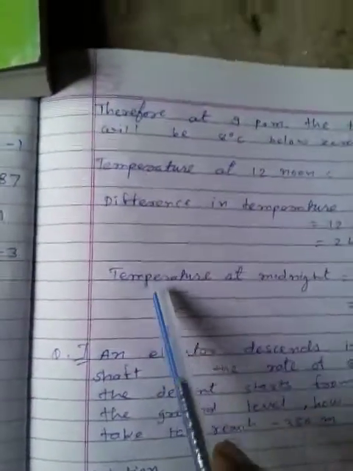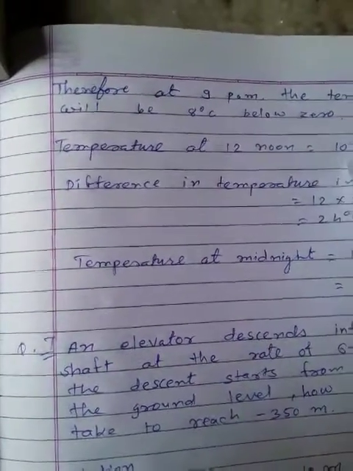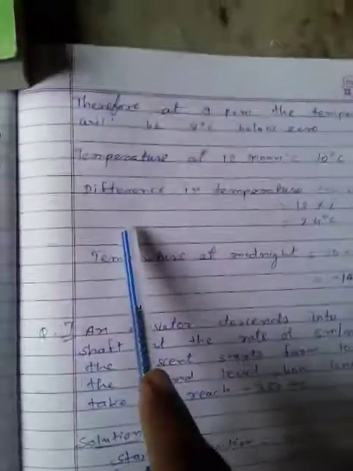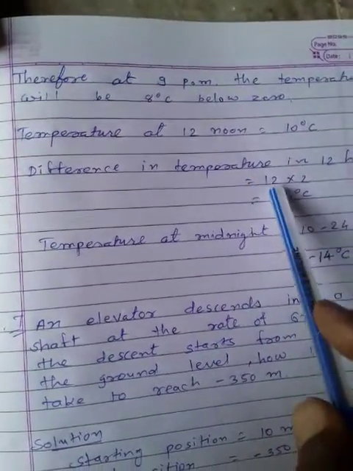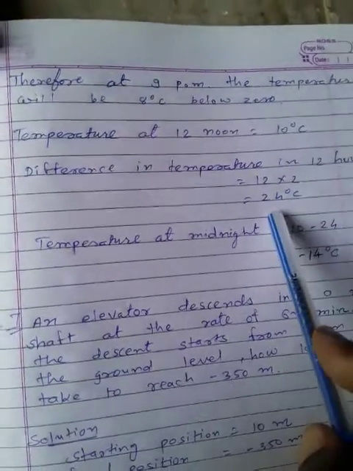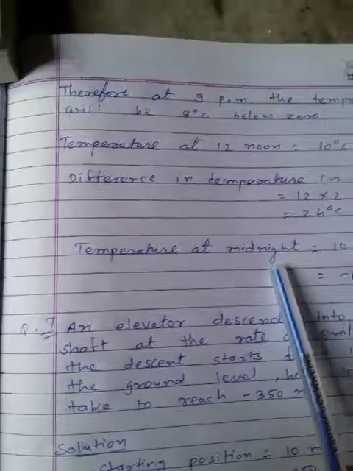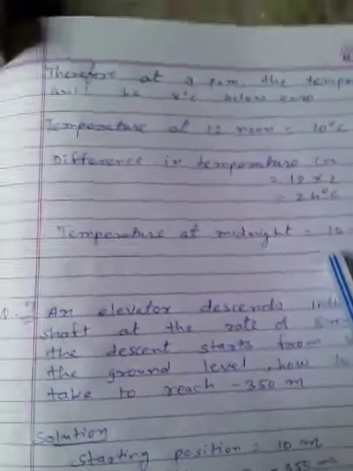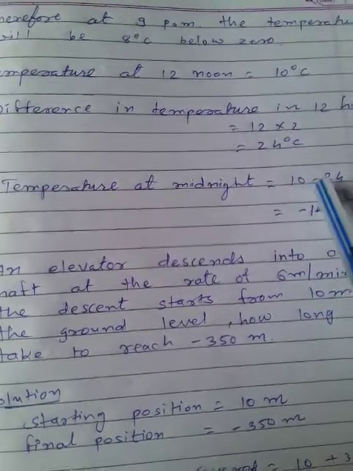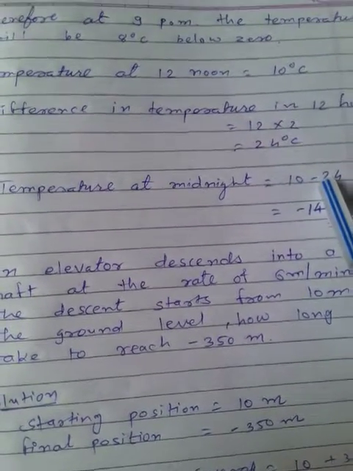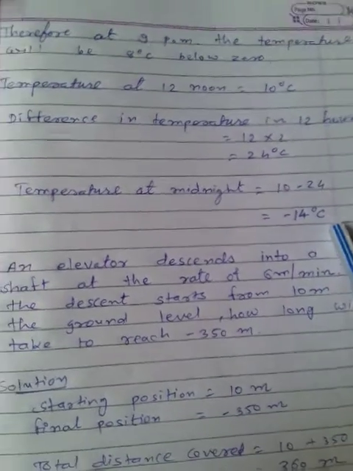Okay, now the other question is the temperature at 12 noon, how much? 10 degrees Celsius. Okay, difference in temperature in 12 hours. So 12 multiply 2, so 24 degrees Celsius. Okay, what is the temperature at midnight? So it is equal to 10 minus 24, so minus 14 degrees Celsius.